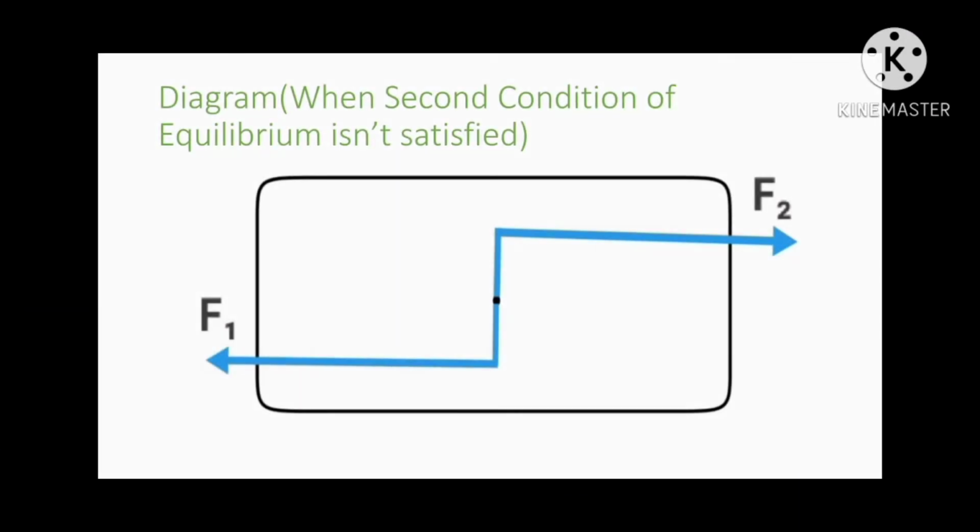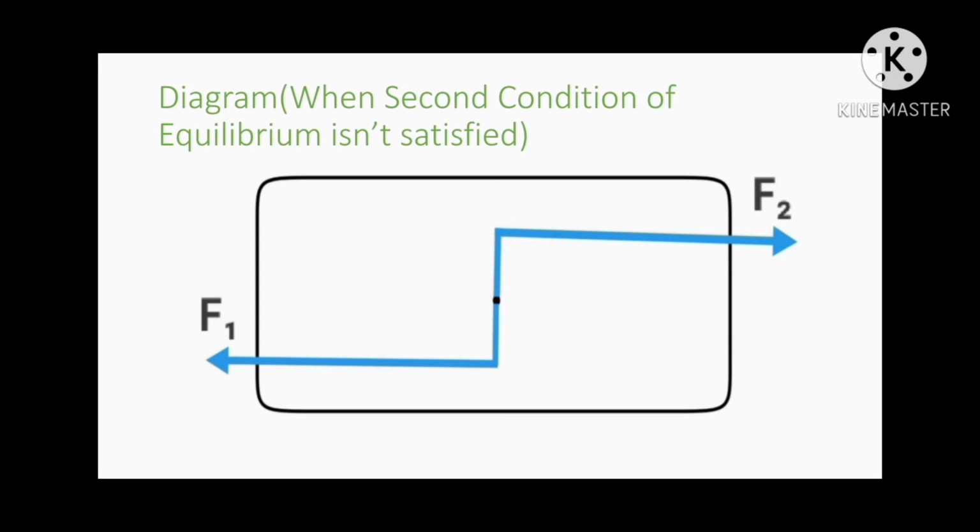Here you can see the diagram when the first condition of equilibrium is satisfied, but the second condition of equilibrium is not satisfied. In this diagram you can see a rectangular object on which two forces F1 and F2 are acting. These two forces are acting in opposite direction with respect to each other. If both these forces are of equal magnitude, then they would cancel out each other and the resultant force shall be zero. So the body will be in translational equilibrium.